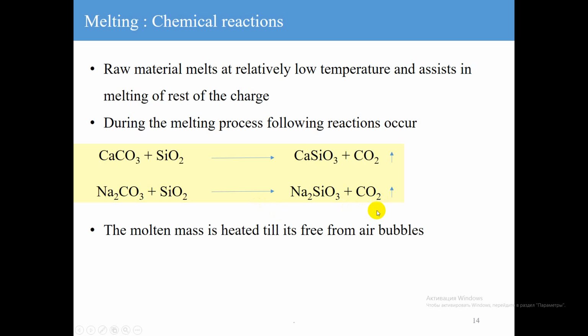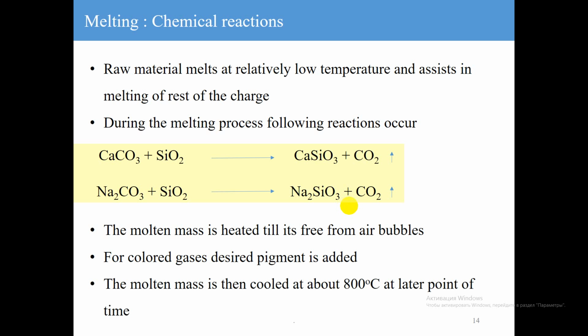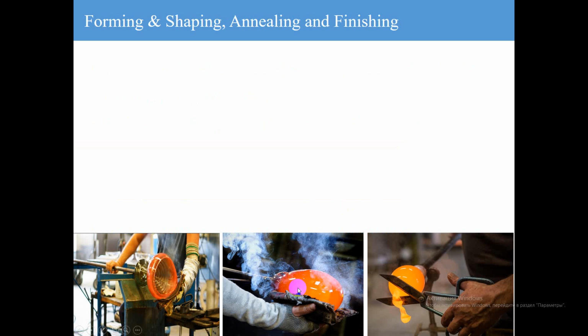The molten mass is heated till it's free from air bubbles. For colored glasses, the desired pigment is added. The molten mass is then cooled at about 800 degrees Celsius at a later point of time. Next: forming and shaping, annealing and finishing.